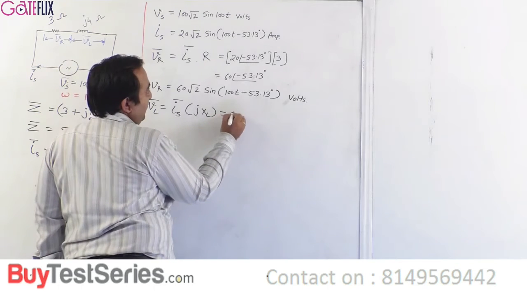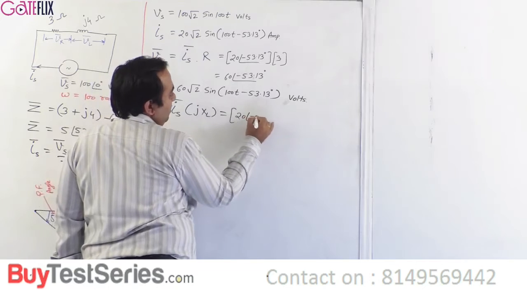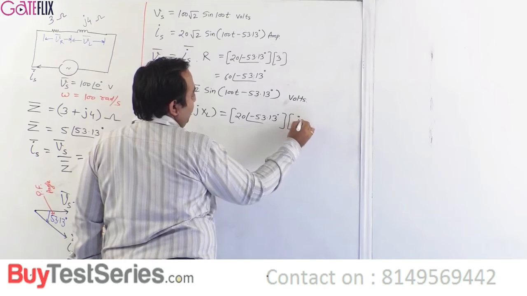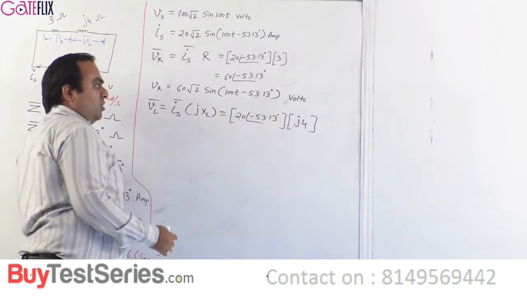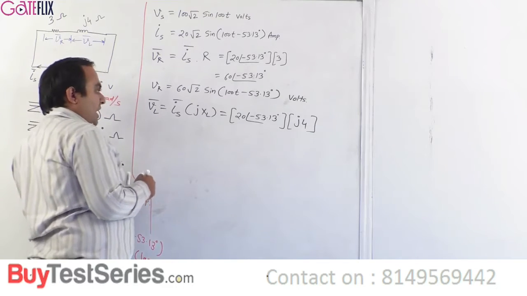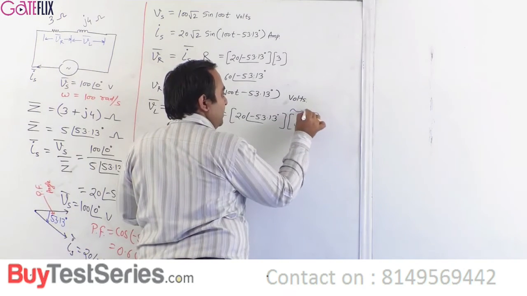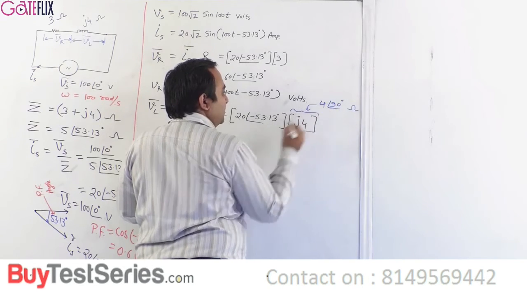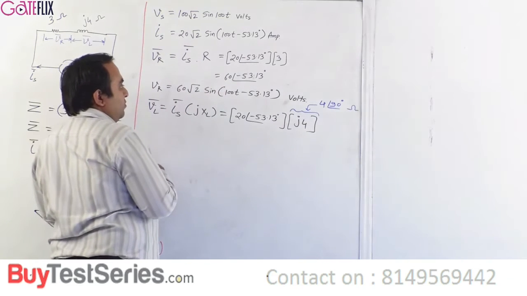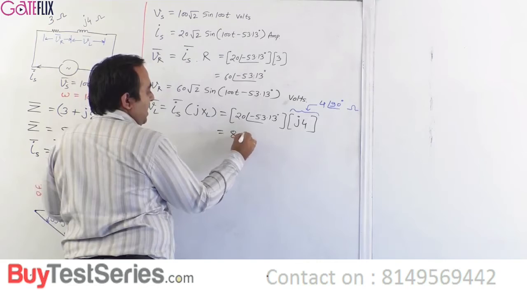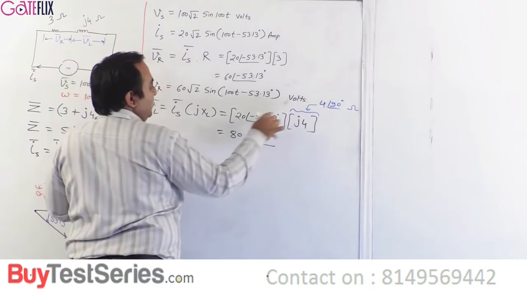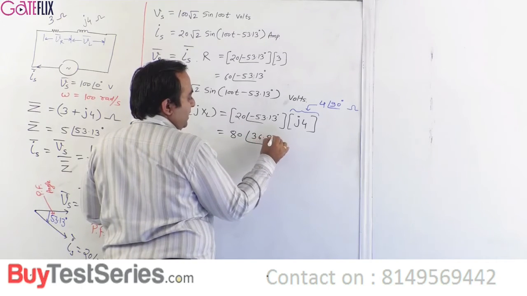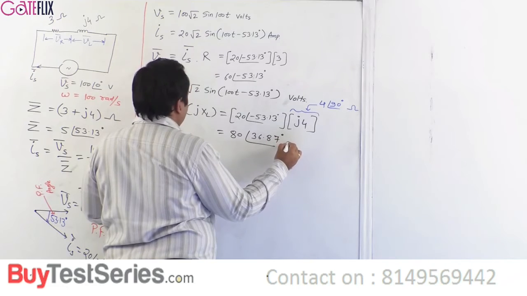So we shall write it as 20 angle minus 53.13 degrees into J4. Now what is J4? J4 is 4 angle 90 degrees. What is this basically? This is 4 angle 90 degrees ohms. Alright, so it comes out to be 80 angle. When you add this 90 degree and this minus 53.13, you get what? You get 36.87 degrees, this much of volts.